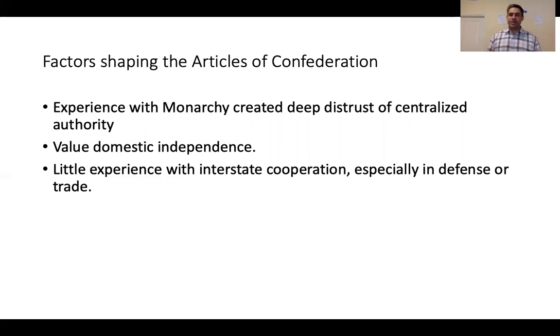The second thing is they continue to value domestic independence. What they want most of all is autonomy. They want to be free of oppression and have the ability to make their determinations over their own affairs. And they have very little experience with interstate cooperation, especially in the provision of defense or trade.